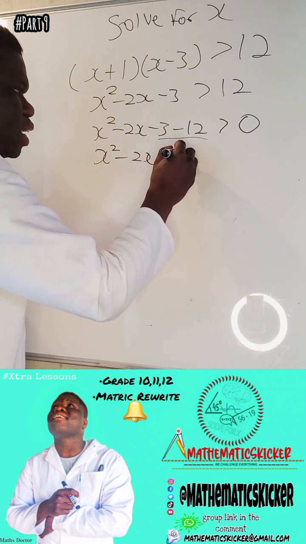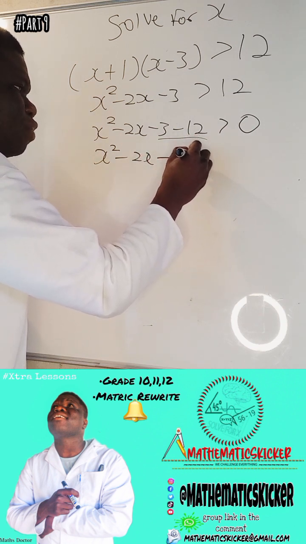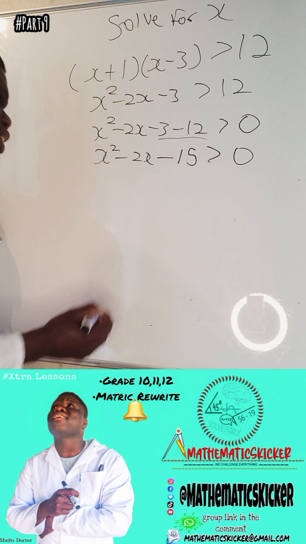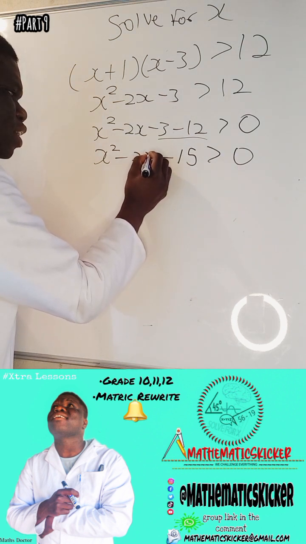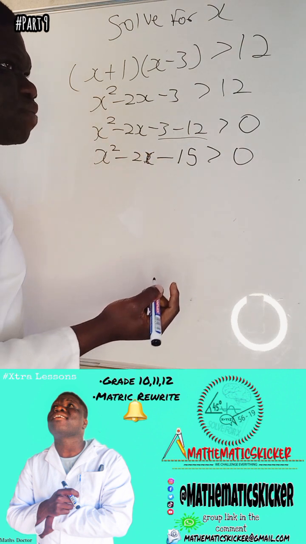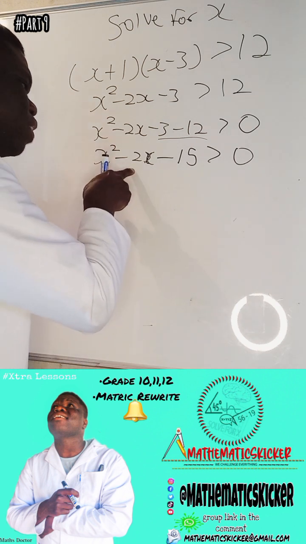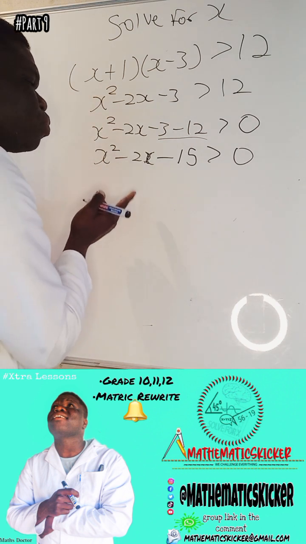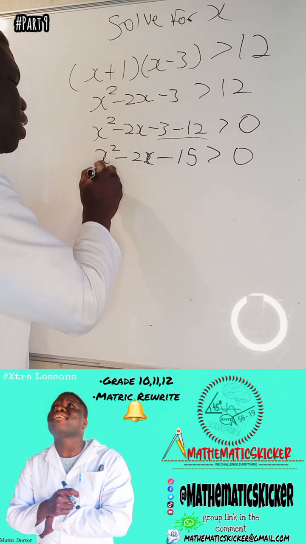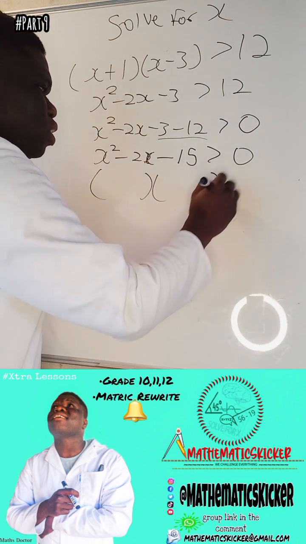Then they give us minus 15 is greater than 0. Then 3 times 5 is 15. Then 3 plus 5 minus 3, it will give us negative 2, which is the coefficient of x, right? Then now this is algebra, it's purely algebra.